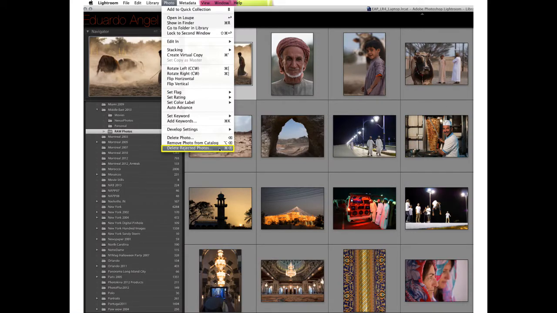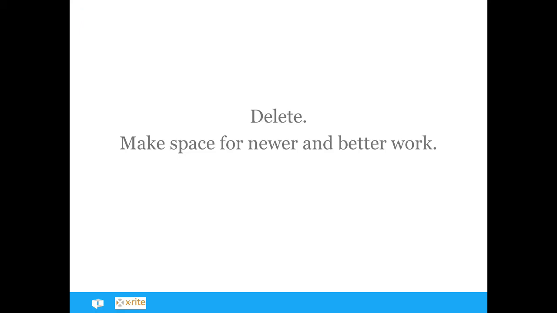So in Lightroom, you mark your images with X, you go to Photo, delete rejected photos, and Lightroom will take care of trashing everything for you. Delete, that's one of my biggest pieces of advice today and everywhere I talk. Rejected pictures, at least for me, mean deleted pictures. I don't keep thousands of images just in case. So if it's not sharp, delete it. If you have 3 or 4 shots of the same subject, delete a couple. Make space for newer and better work.